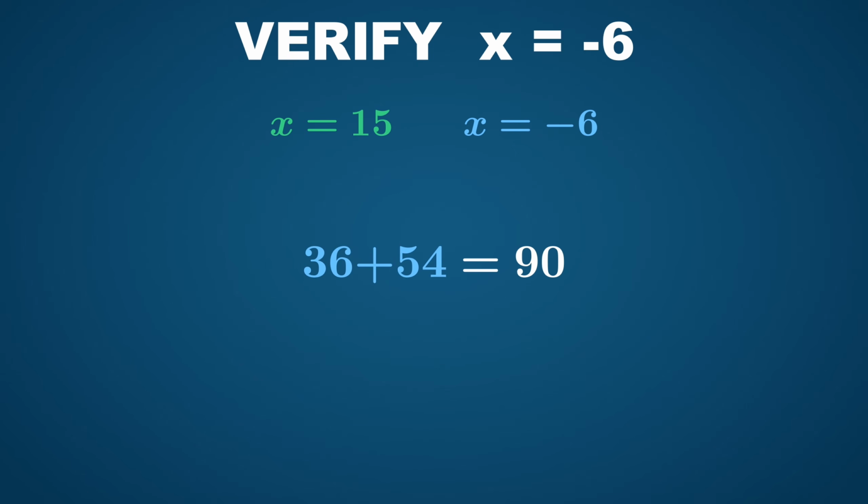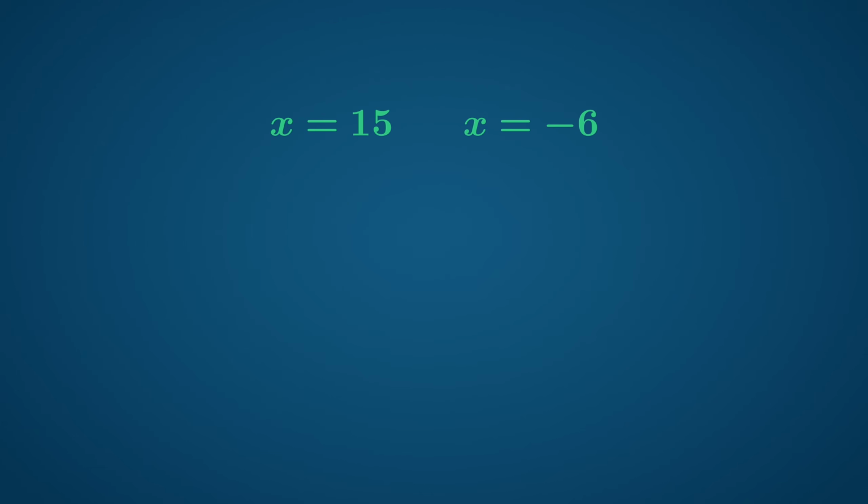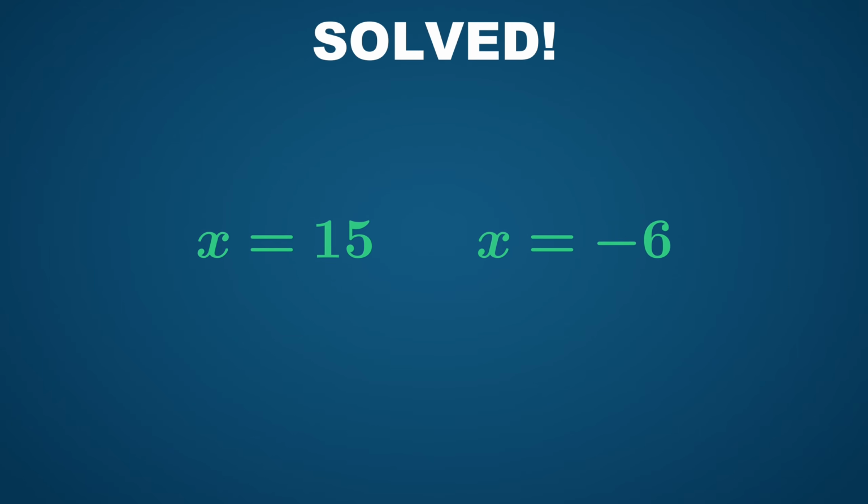We must add positive 36 and positive 54 together. Positive 36 and positive 54 add up to exactly 90. This means the total sum is equal to 90 once again. The right side was also 90, so this second solution is verified. Both of our roots satisfy the starting equation. We have successfully solved the entire problem from start to finish.